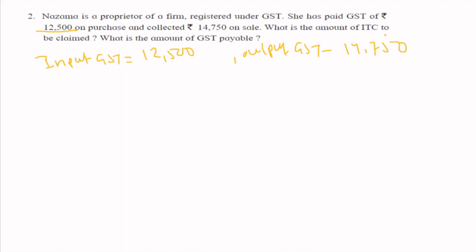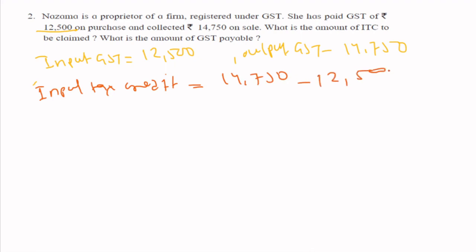So what is the amount of ITC to be claimed? Again, ITC to be claimed, as in the GST payable that he has to pay. How can you get the ITC? Let's see. So ITC, that is input tax credit, is nothing but your output. So output is how much? 14,750 minus input, that is 12,500, and if you subtract, you will get 2,250, and this will be the input tax credit, or you can say ITC. ITC 2,250 has to be claimed here, and this is nothing but the GST payable.